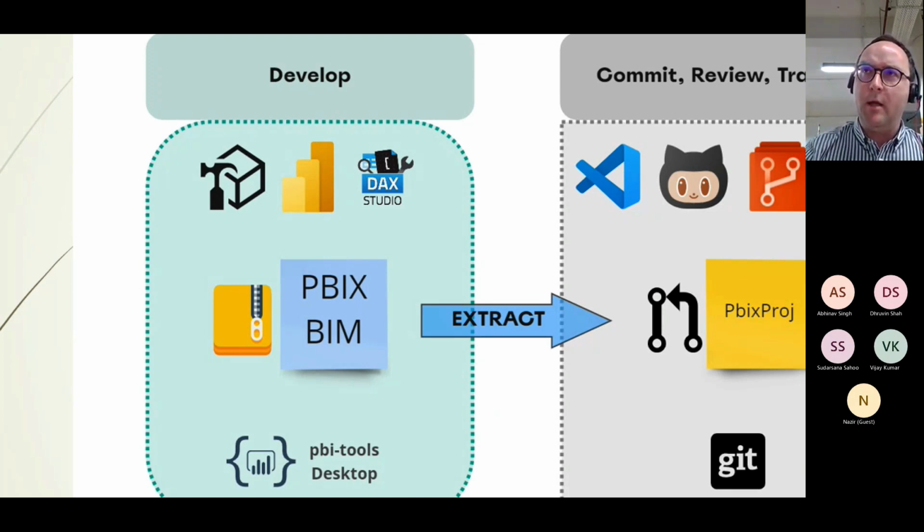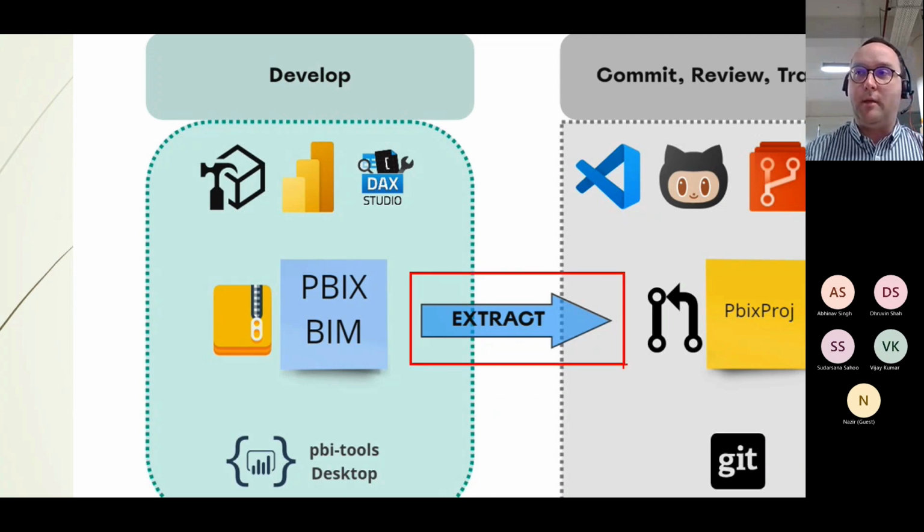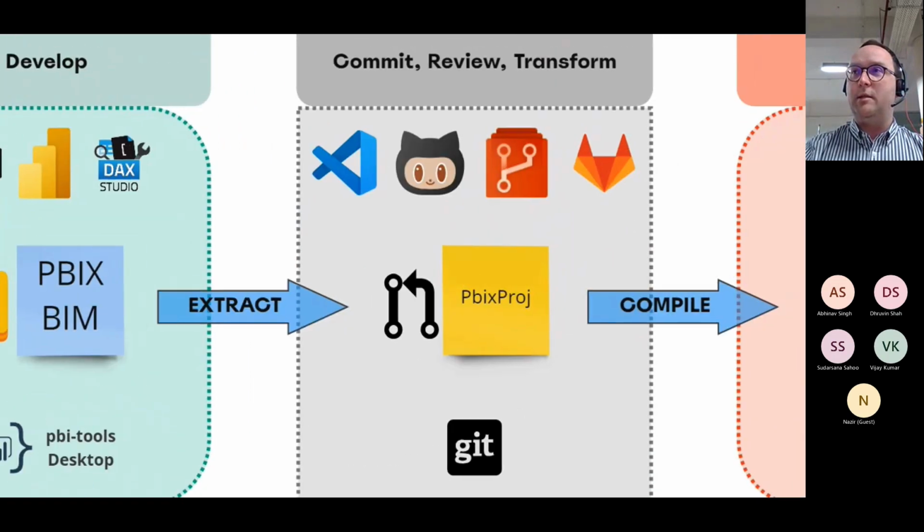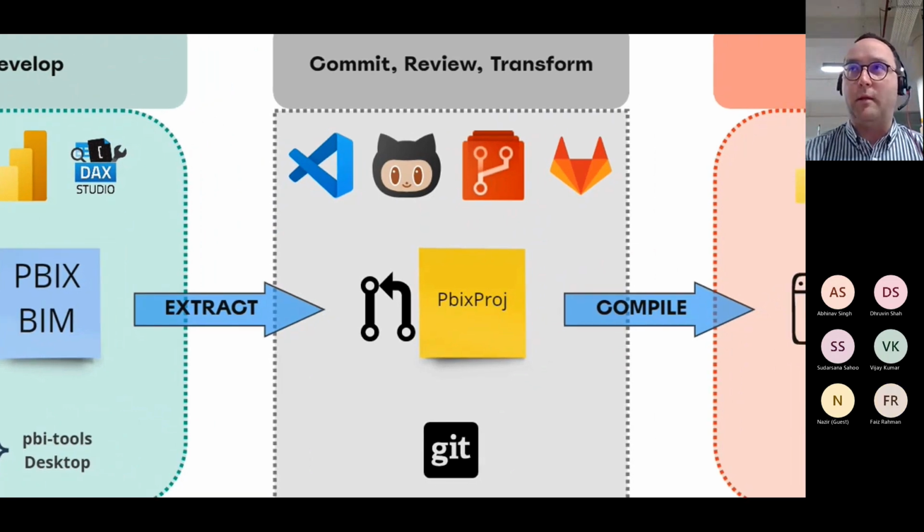In order to do that, PBI Tools provides a command called extract, and that one effectively, well, it does what it says. It extracts all the sources from within a PBIX file in such a way that they are readable and that you can make sense of them, allowing you to figure out what's going on inside. Once we've run extract, this is where we move to the second pillar here.